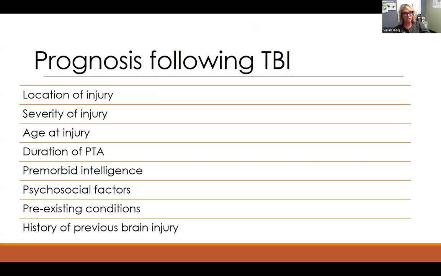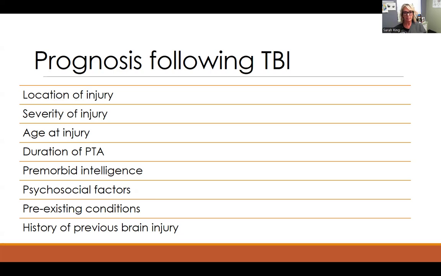There are several factors that influence an individual's prognosis following TBI. Probably most significantly are location of injury and severity of injury. Understanding what parts of the brain were damaged and injured following injury helps providers understand what potential consequences an individual may experience. Severity of injury.